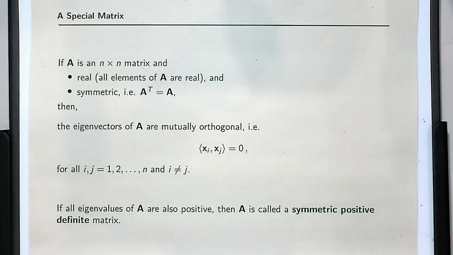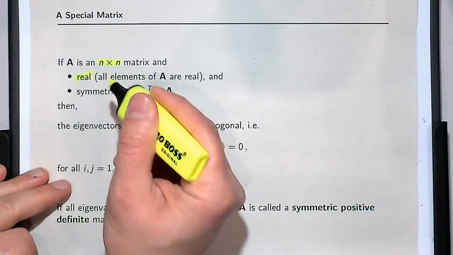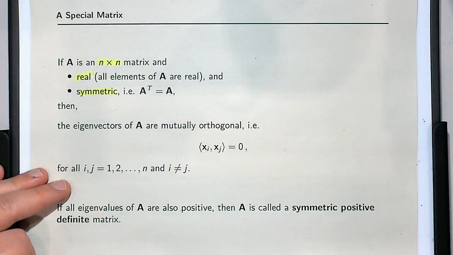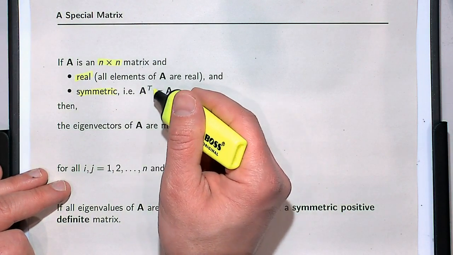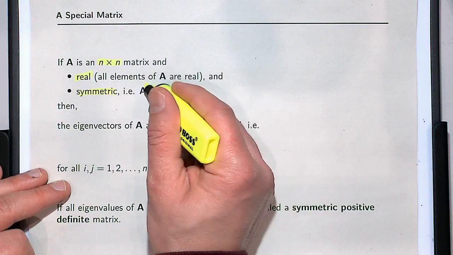So we have a very special matrix here. It has all the good properties in the world. The first good property is that it's square, of course, n by n. The second one, it is real: all elements of A are real. So it's square, it is real, and it is symmetric. Remember what was the definition of symmetric? Exactly. If we calculate the transpose of A, it is exactly the same as the original matrix A.